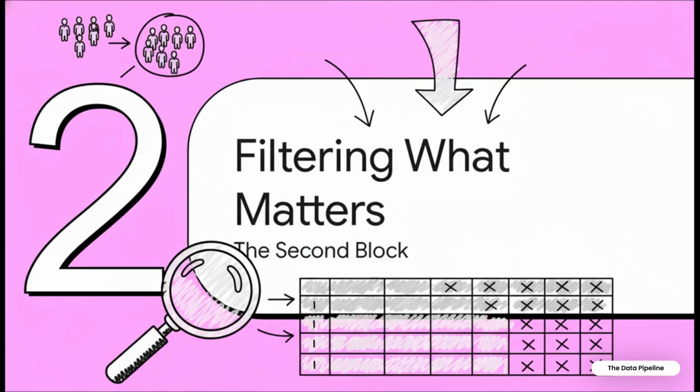All right, so we've picked out the columns we want. Great. But what about all the rows? We probably don't need every single player in the entire database. So the next logical step is to filter down to just the group we're interested in. And that brings us to our second building block.